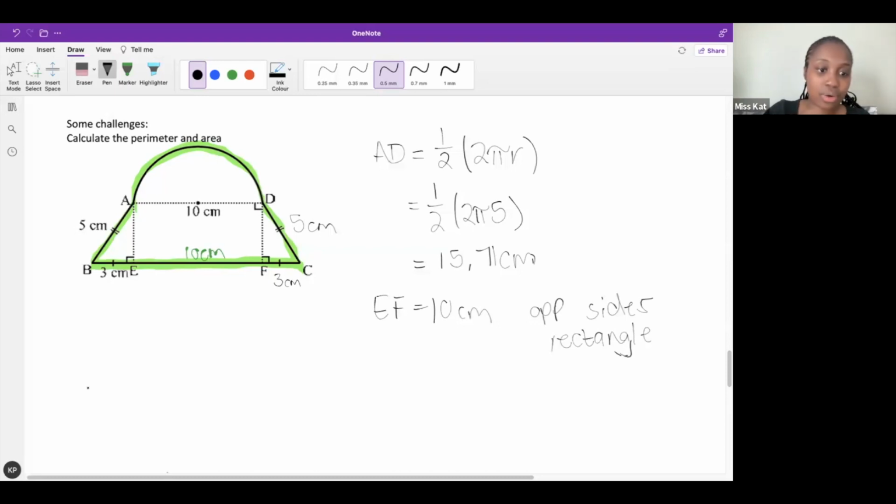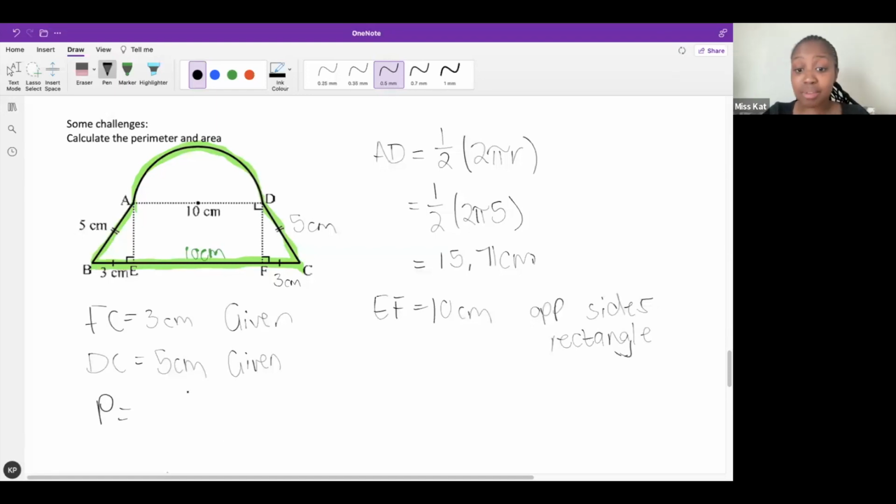Okay, there we go. FC is 3, and that was given because they gave us the little lines, right? They gave us those there. And then DC is 5 centimeters, and this was also given. So therefore, my perimeter is, I'm going to add them, and then you guys are going to tell me if I've missed anything. 15,71 plus 10 centimeters, plus 5, plus 5, plus 3, plus 3.